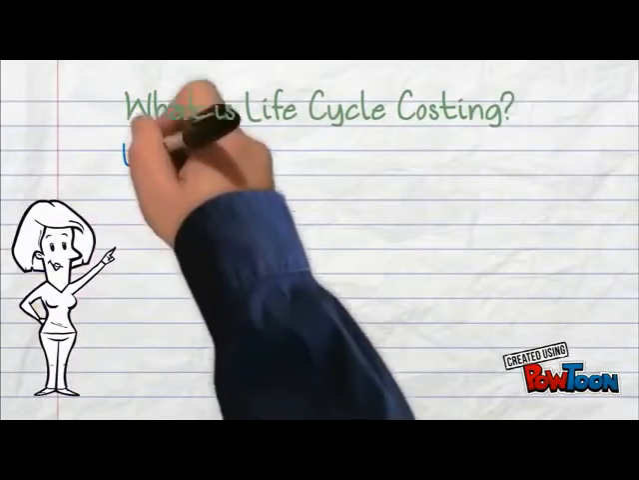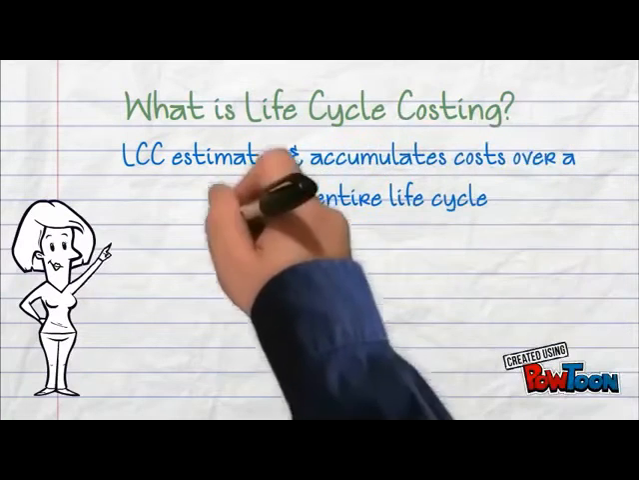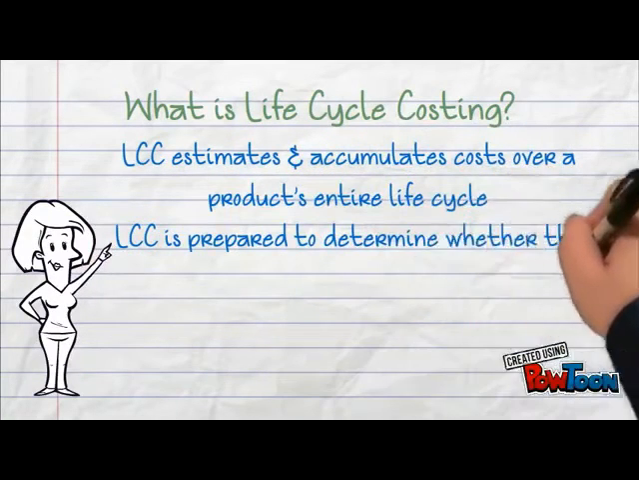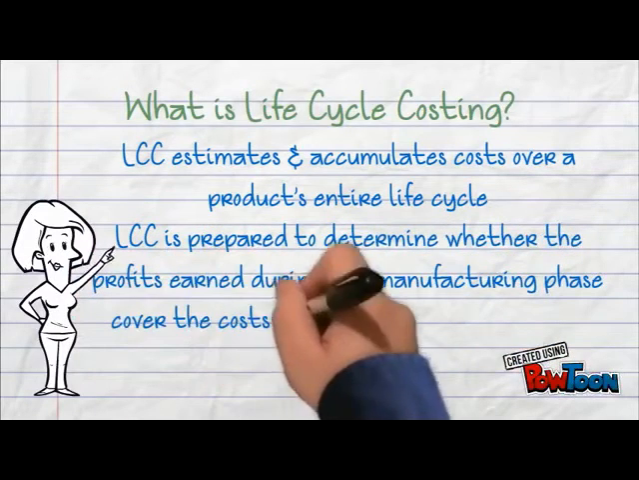Life cycle costing estimates and accumulates costs over a product's entire life cycle in order to determine whether the profits earned during the manufacturing phase will cover the costs incurred during the pre- and post-manufacturing stages.